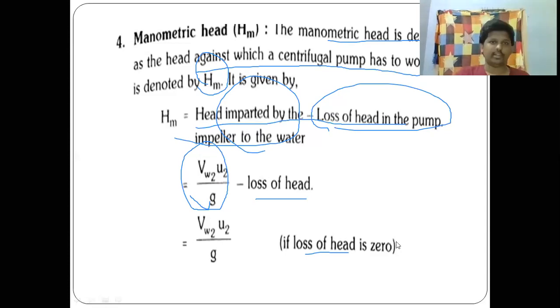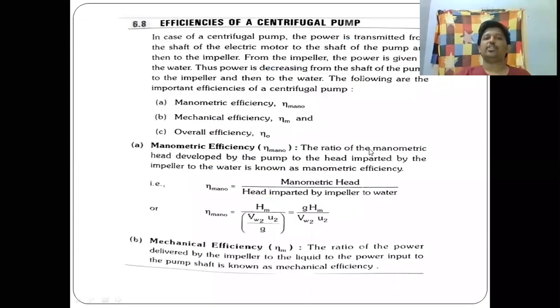The next one we are seeing is the efficiencies, right? The first efficiency here is manometric efficiency. Any efficiency is always output by input. Here we define manometric efficiency as the ratio of the manometric head to the head imparted by the impeller. Manometric head is Hm. Head imparted by the impeller is VW2 U2 by G. So you have a formula for manometric efficiency.